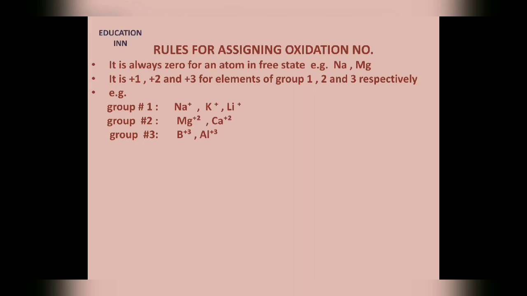For group number 3 elements, they have 3 electrons in their valence shell and they can lose 3 electrons. When they lose 3 electrons, their oxidation state is always +3. For example, boron +3 and aluminium +3.